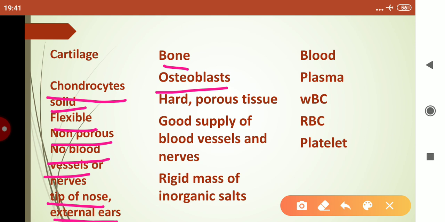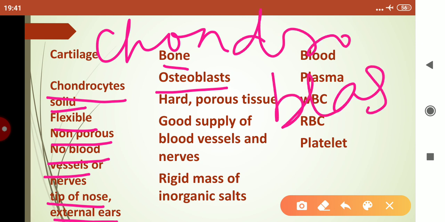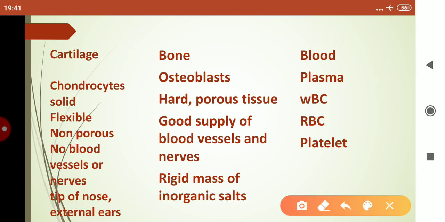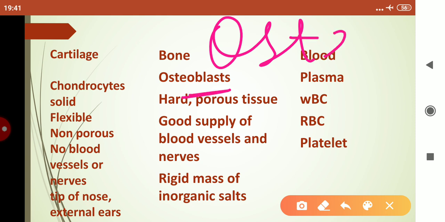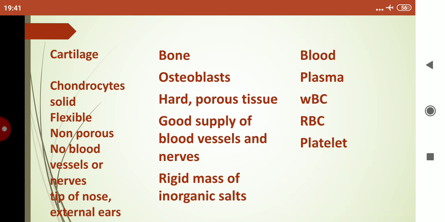Children, I am again repeating. Cartilage has two types of cells: chondroblast and chondrocytes. Whereas bone has three types of cells. Osteoblast is already written here, osteocytes and osteoclast. Now let us see the differences between these cells.